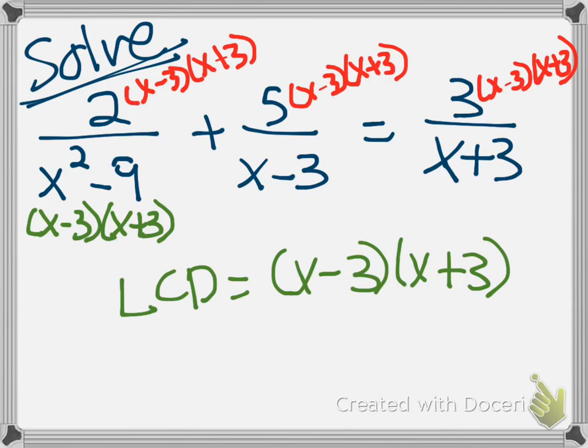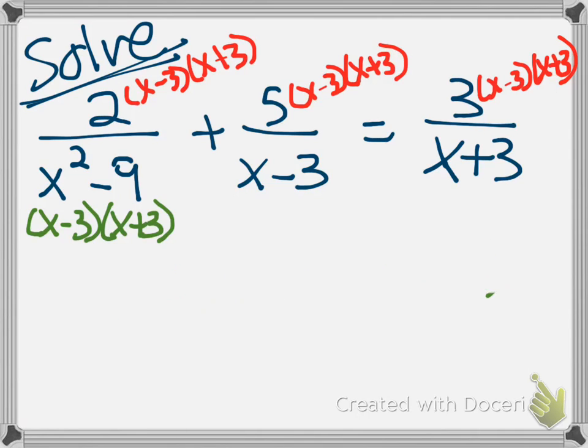Okay, and then each fraction separately is going to have something that cancels. So this first fraction, it looks like the entire denominator canceled. The second fraction, the entire denominator, that x minus 3, canceled with this x minus 3. Over here, this third fraction, that x plus 3 canceled with this x plus 3. And then let's see what we're left over with.